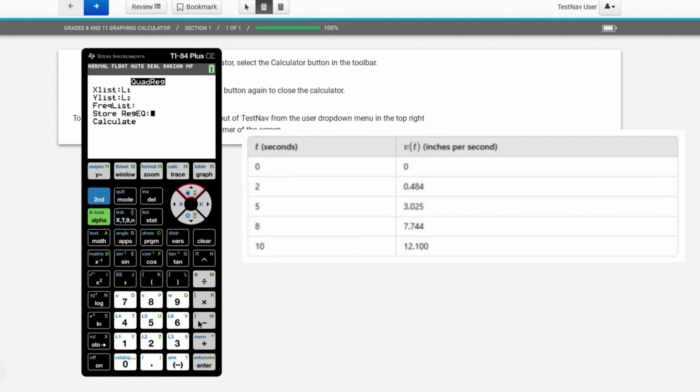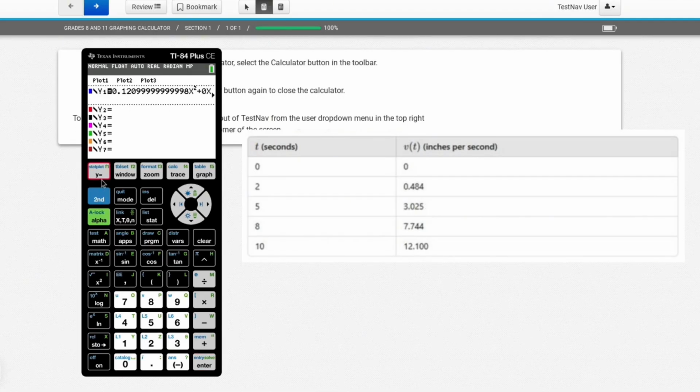Go to vars, yvars, enter, enter. And this will store our equation into y equals. Go down to calculate, hit enter, and there's our equation. It's actually really pleasant. And what we'll do is we'll hold on to it, we'll save it, and then we'll write it down so we don't have to go back and forth. So the equation in this case is just going to be y equals 0.121x squared. That's it.